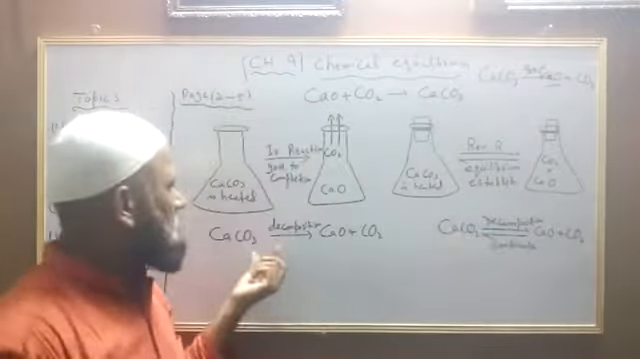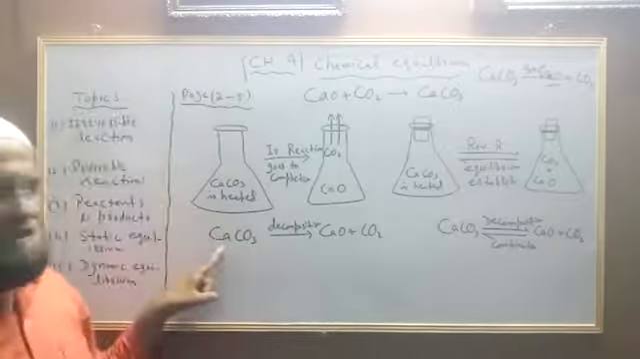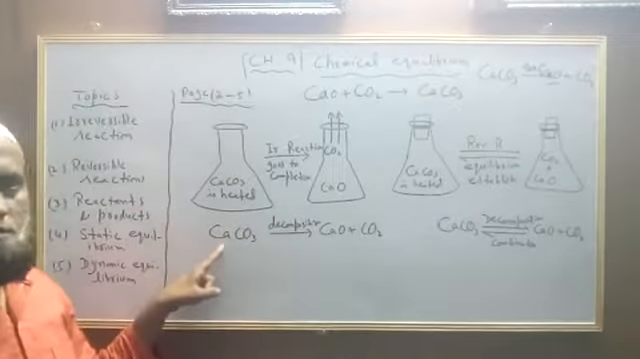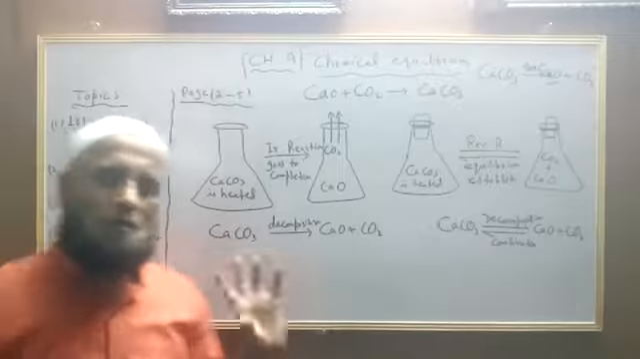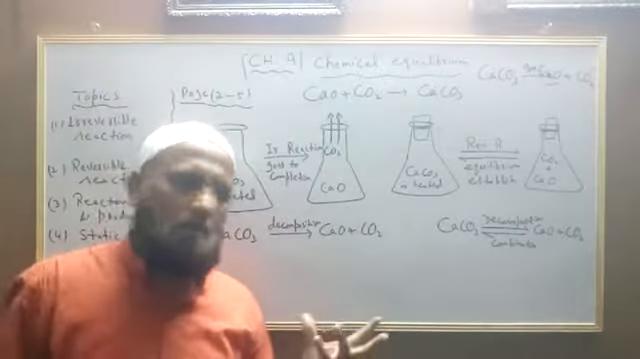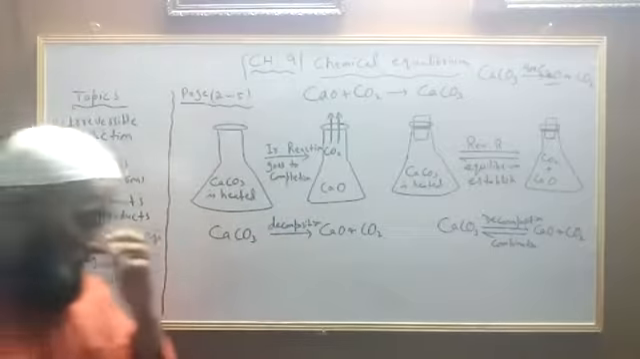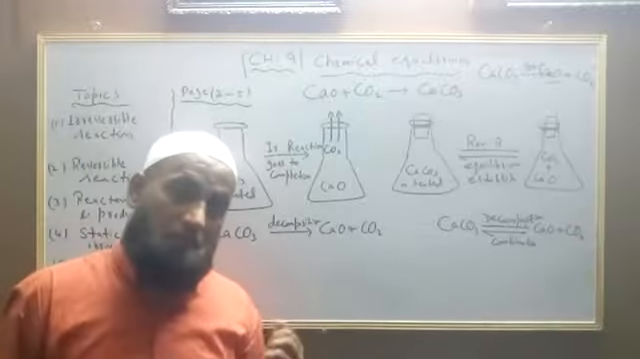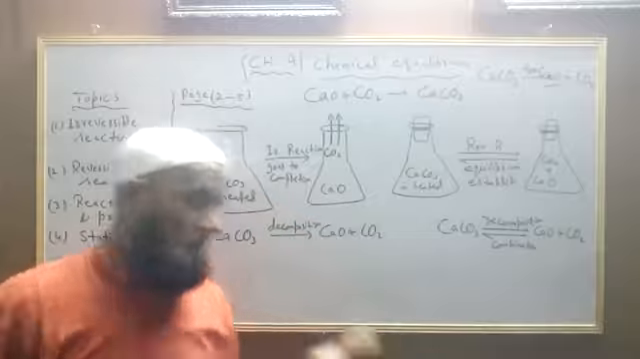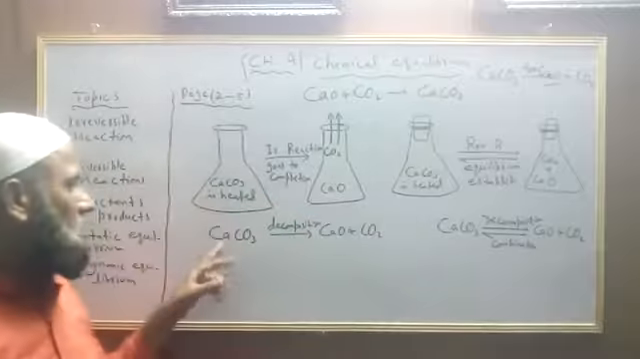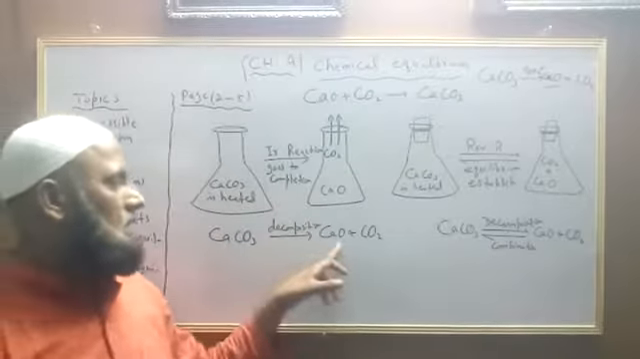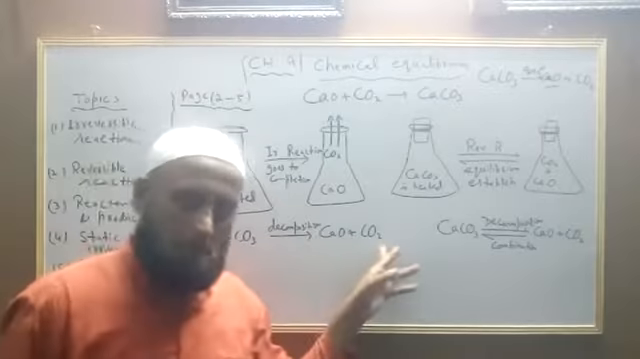So here these equations are indicating that in an open container, we are unable to get the equilibrium state, chemical equilibrium. It is a prerequisite for dynamic chemical equilibrium that the container must be closed. So calcium carbonate would convert into calcium oxide and carbon dioxide.